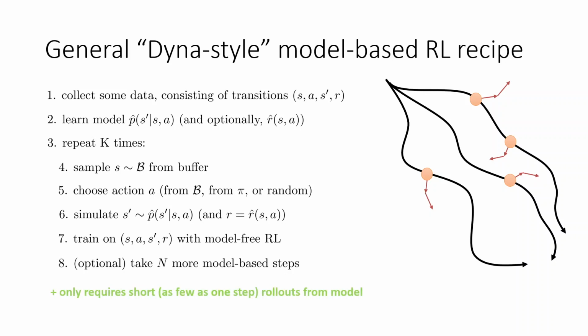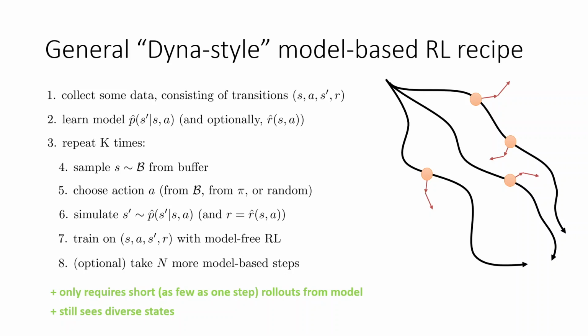Okay, so this is kind of a generalization of the Dyna procedure from before. It only requires short rollouts from the model, maybe as few as one step, and it still visits diverse states because you're sampling the starting states for those rollouts directly from your buffer. So there's an entire class of modern model-based RL algorithms that are all essentially variants on this basic recipe.